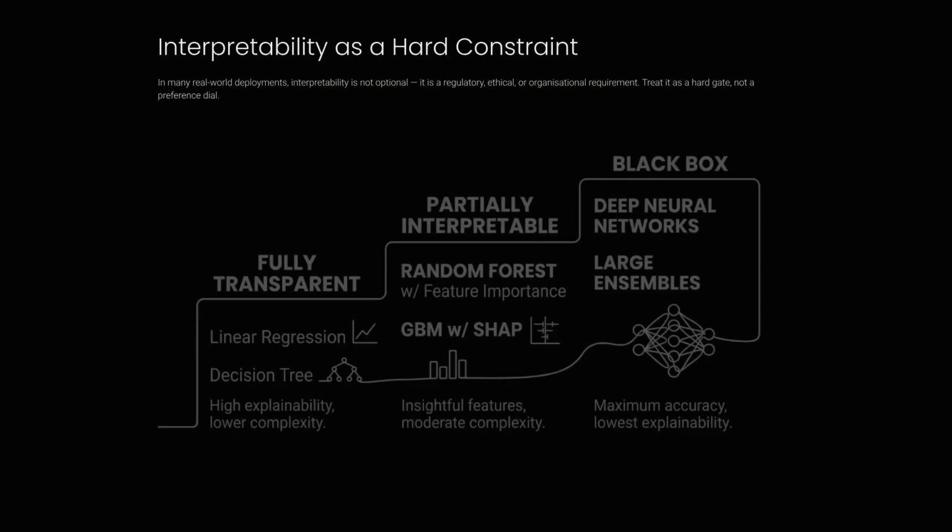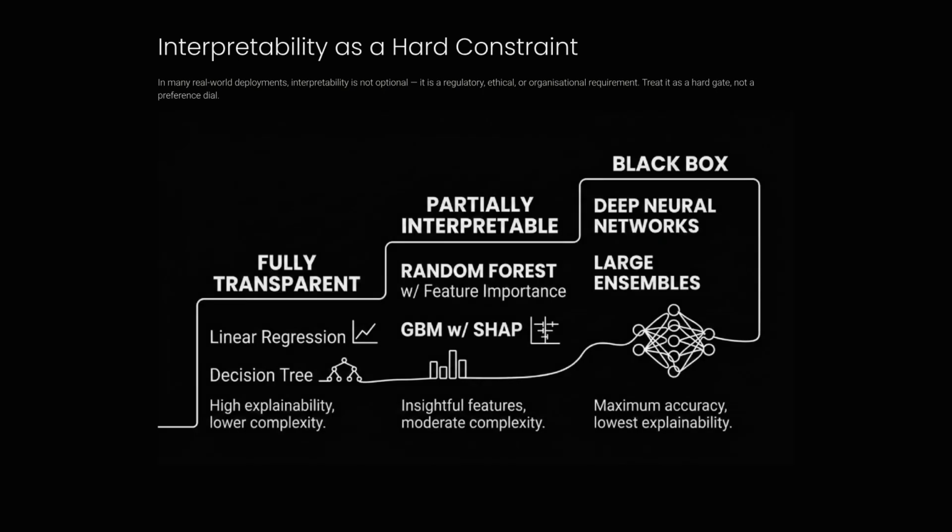Interpretability is a hard constraint. Choose the right level for your needs, from fully transparent models like linear regression and decision trees to partially interpretable random forests, or black box models like deep neural networks.